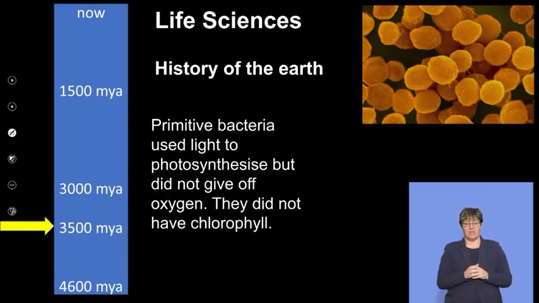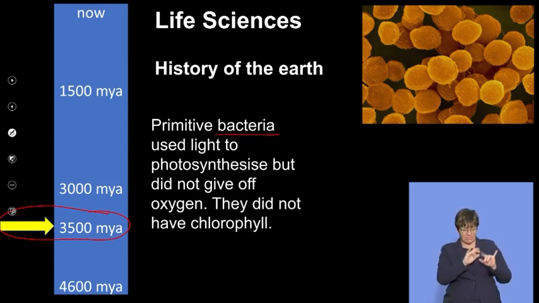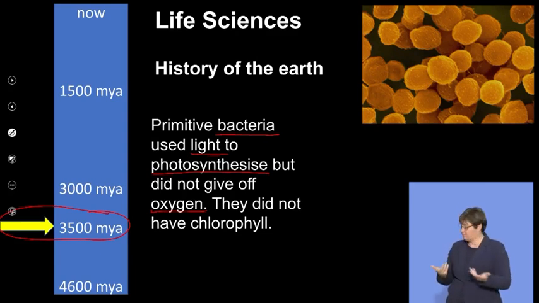Then, 3,500 million years ago, bacteria as we know them existed, and these were weird because they used light to photosynthesize, so they could make their own food. They didn't have chlorophyll, and they didn't give off oxygen. But these at least were closer to the bacteria that we know today.